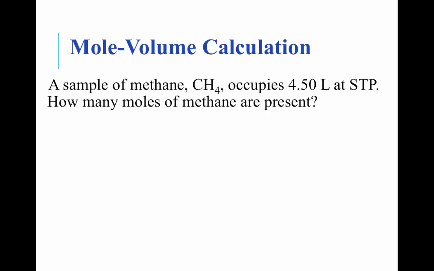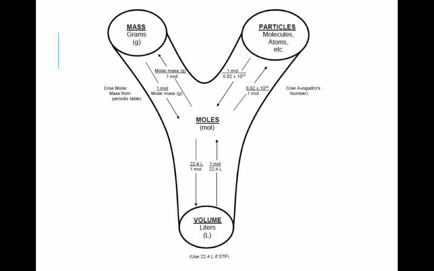So I need to identify my givens and my unknown. My given is 4.50 liters of methane, and my unknown is the number of moles. So I'm starting with a volume, and I want to find the number of moles. If we go to our mole tunnel, we can see that if we start down here with a volume, and we need to determine the number of moles, we're going to be using this conversion factor. 1 mole is equal to 22.4 liters, assuming we're at standard temperature and pressure.